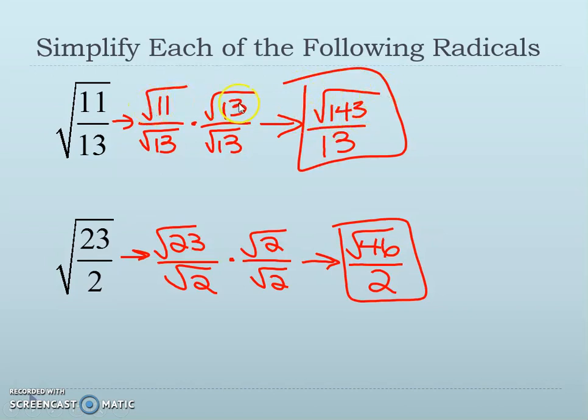143. So 11 times 13, you just multiply inside. That's radical 143. That's the answer. Over here, this means radical 23 over radical 2. And then multiply each side by this thing.